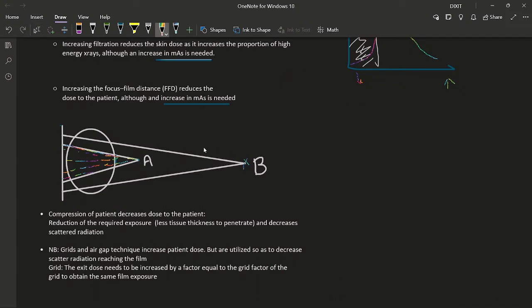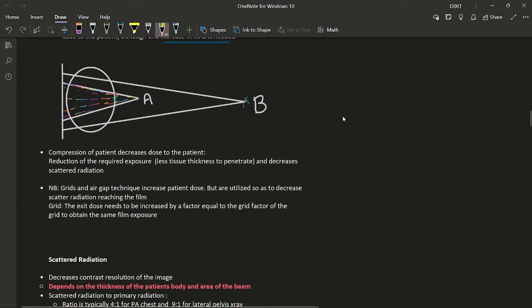farther away. Now all the rays which are coming are being spread over a wider area, and because of this, from point A there is a high dose per unit area, but from point B it is being spread over the patient, so effectively the dose is reduced. But the only problem is that because this distance is increased, a slight increase in mAs will be needed to compensate.